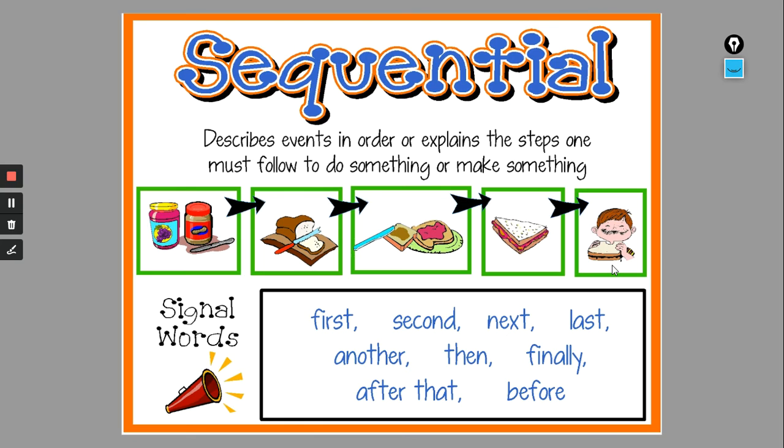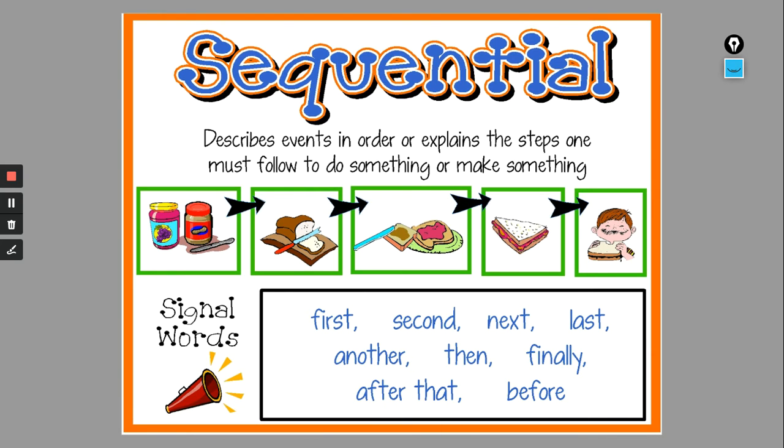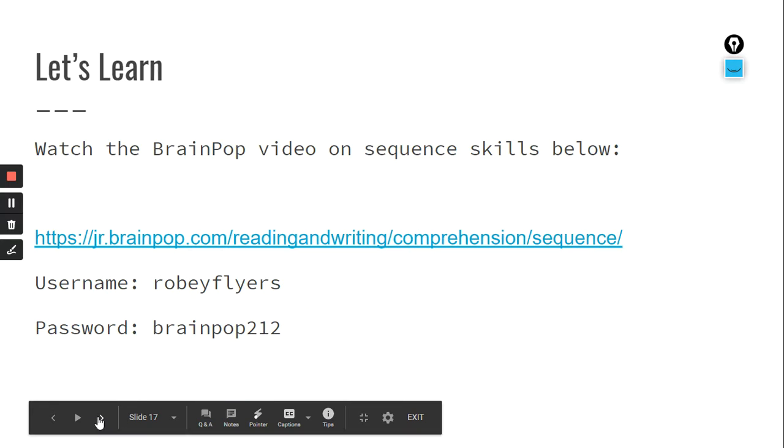Sequential text structure is probably the easiest to identify. That's because they use transition words or signal words. Words like first, second, next, last, another, then, finally, after that, before. So they're words that help show you the order of things. Now sometimes it's how to do something, sometimes it's how to make something, sometimes it's just when in history did this occur. So we're going to definitely look at sequential by looking at the history part.